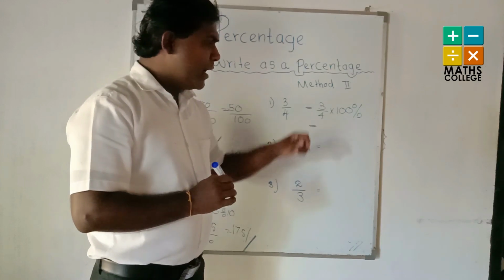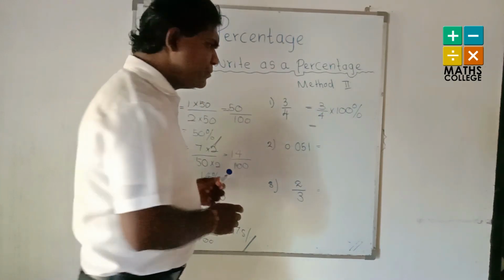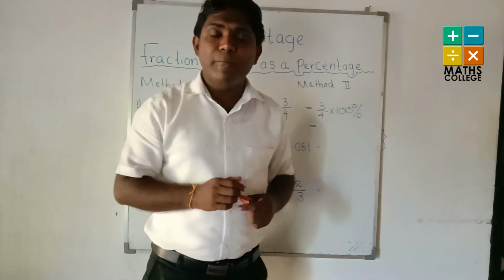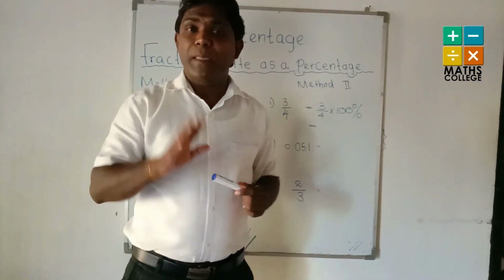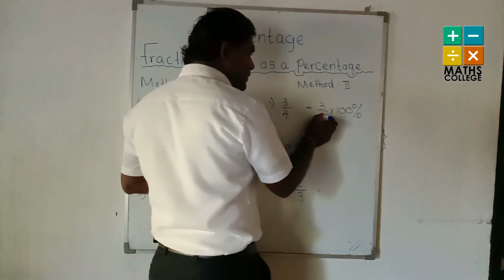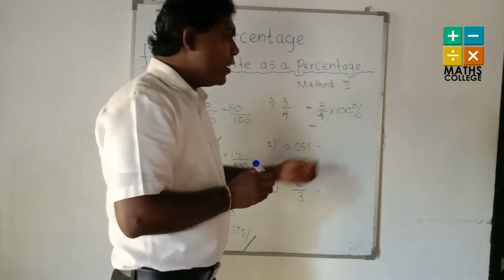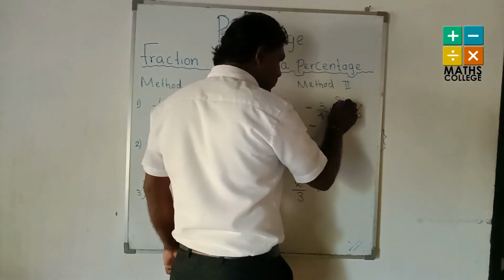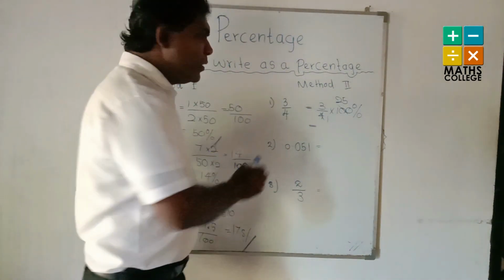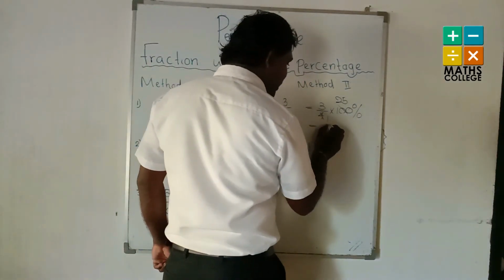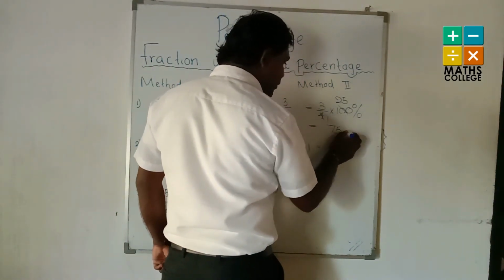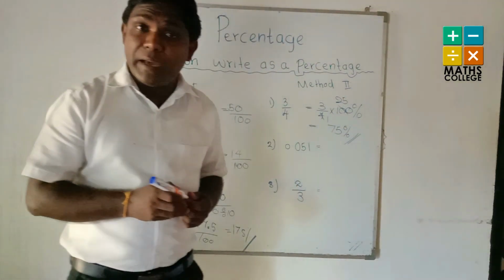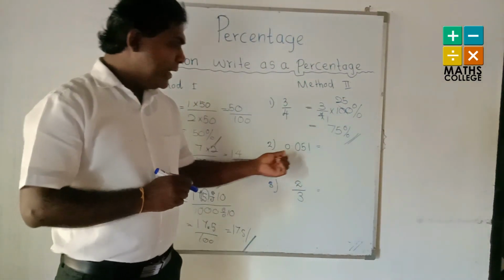3 multiply 100 divided by 4. But you know this 100 and 4 have common factors. What is the common factor? 4. 4 has 1 times 4. 100 has how many times 4? 25 times. 3 multiply 25 is 75 with this symbol. Answer is 75 percentage.